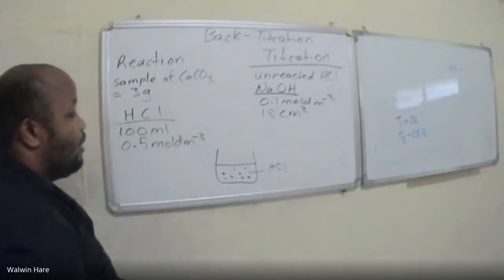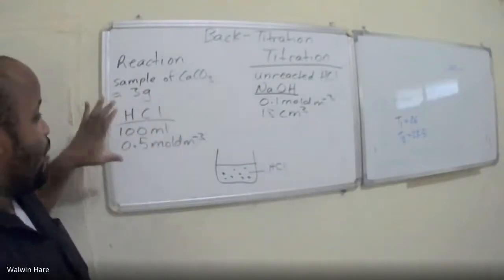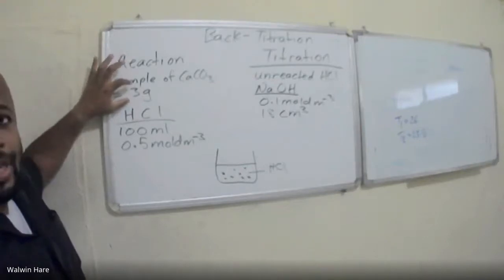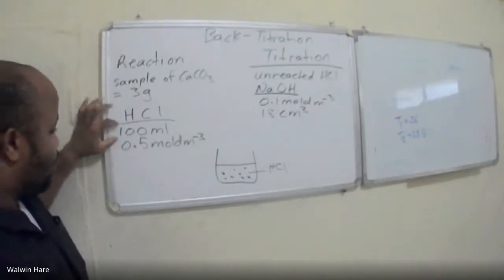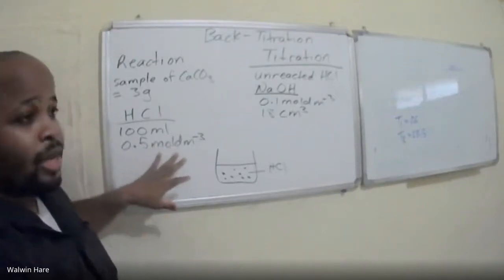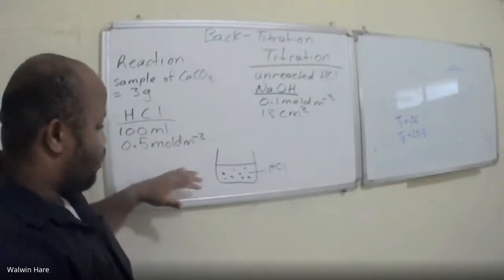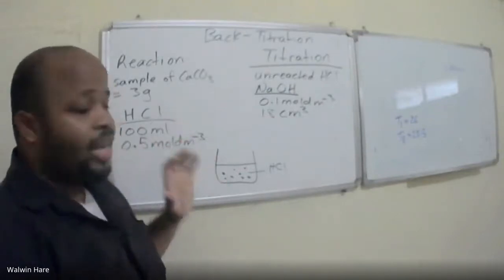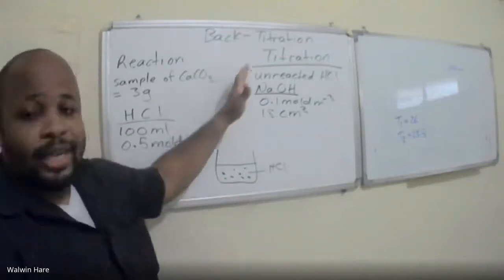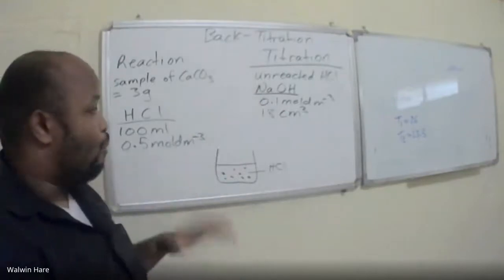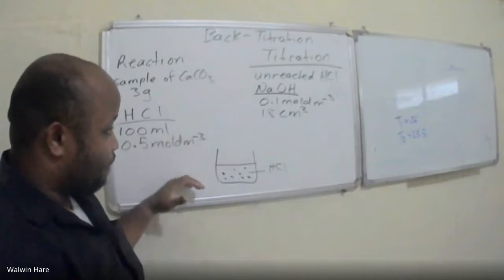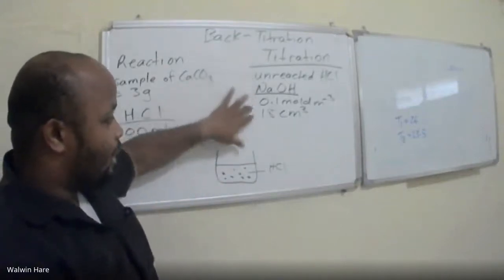All right. So remember, we carry out a reaction with 3 grams of the calcium carbonate sample and 100 mils of 0.5 moles per dm cube hydrochloric acid. When the reaction is completed, some amount of the HCl was unreacted. We don't know how much, so we do a titration to figure out the number of moles of HCl that was unreacted. So in the titration, it's an acid-base titration.